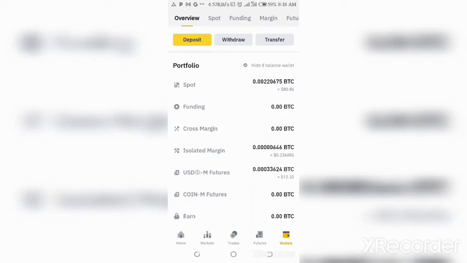So what you need to know is that when you're using USDS-M futures, you don't need to have coins like BTC or Ethereum. No, you need to have stable coins. An example I can give you is USDT, Binance USD, such coins. You need such coins for USDS-M futures. You use those coins as collateral.